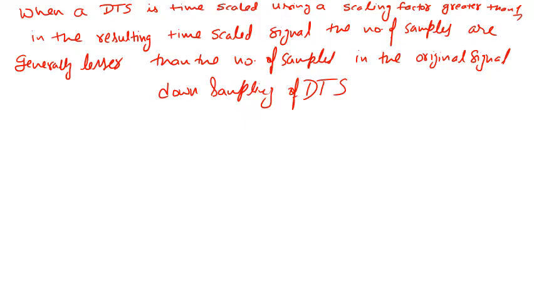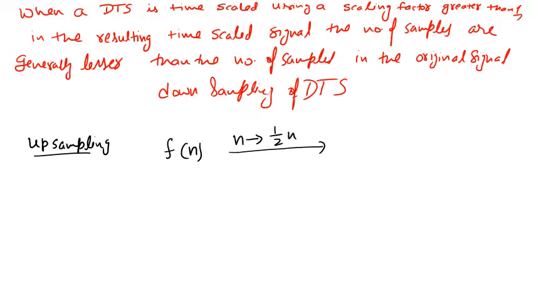Okay, similarly we can have upsampling also. So for upsampling, basically the scaling factor will be less than 1. So let's take an example. Say you have a signal f(n) and n is replaced with 1/2 n. So you'll be getting f(n/2). Again, let's understand this with an example.